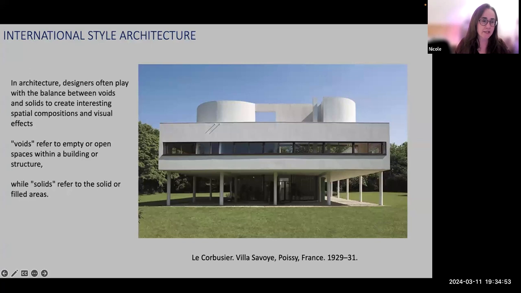Voids can include areas like an atrium or a courtyard or open plan interiors, while solids are the walls and the floors and any other enclosed elements that define the boundaries of a space.